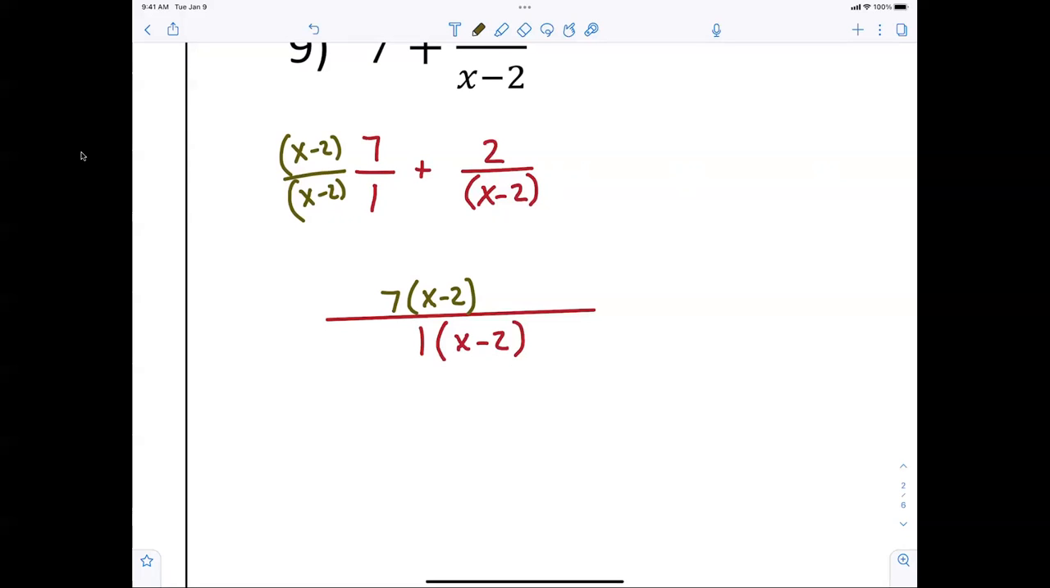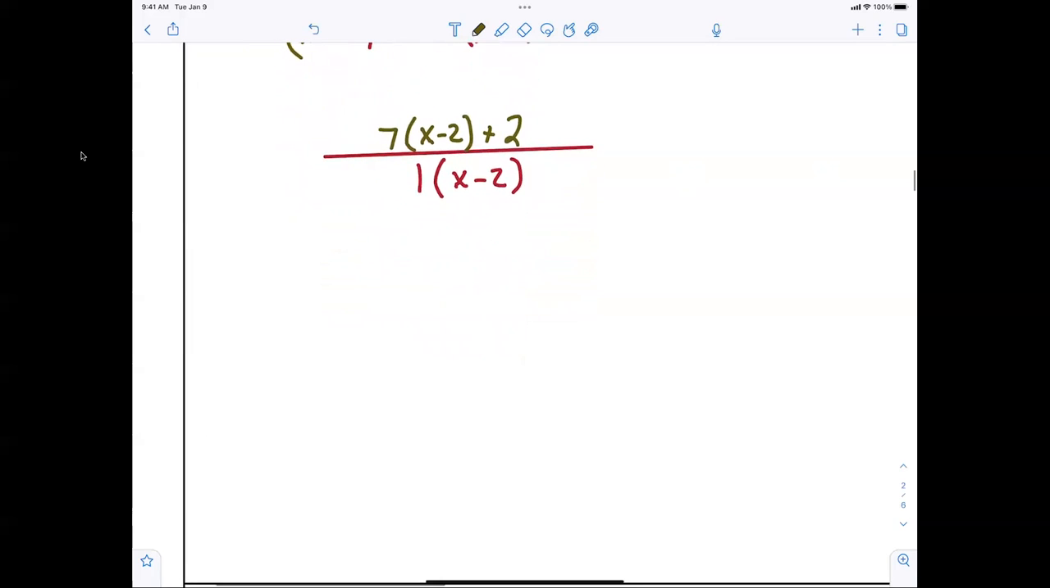And then plus, am I multiplying the second fraction by anything? Come on, pay attention. Am I multiplying the second fraction by anything? No, you could say 1. But there you have it. That's how simple it is. You're just getting common denominators. So you don't do like 7x minus 1. Now we're going to distribute.